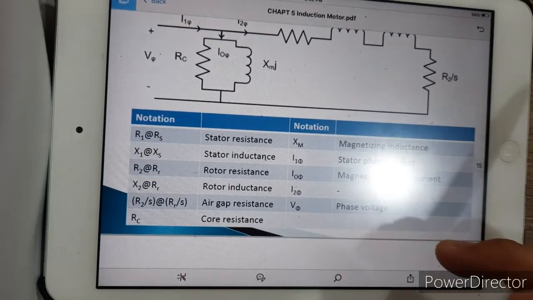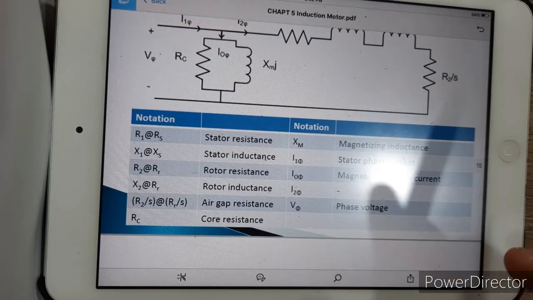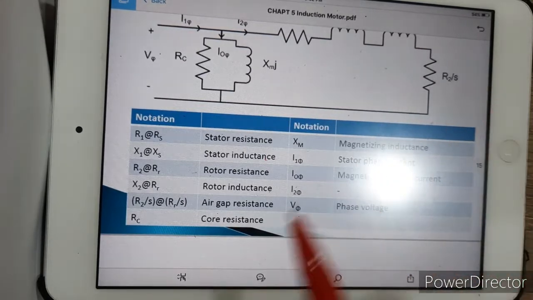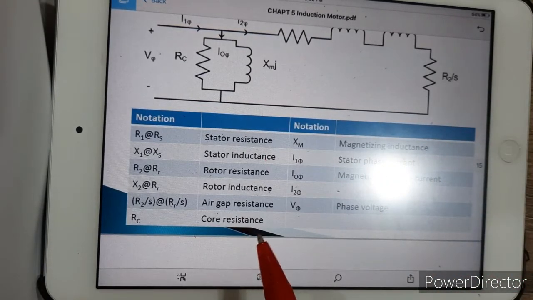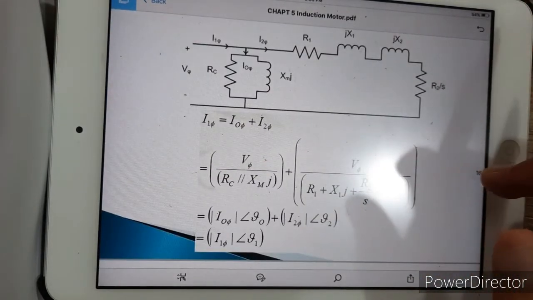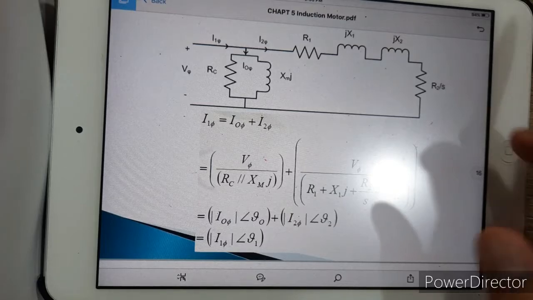Okay, and then for RC, RC is the core resistance. Okay, so this is the equation for stator current.